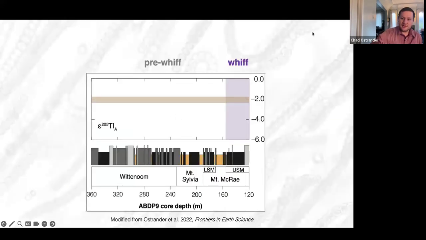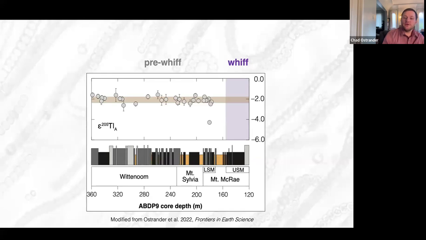We fleshed this out in a couple of papers. This is a modified figure from a paper we published in 2022 in Frontiers in Earth Science. The Mount McRae shale is the shale that hosts the whiff interval, in purple here, and specifically the upper shale member. But we wanted to build a longer-term history of thallium isotopes in seawater leading up to the WIF and during the WIF. This is a compilation from two different studies, both published in 2022.